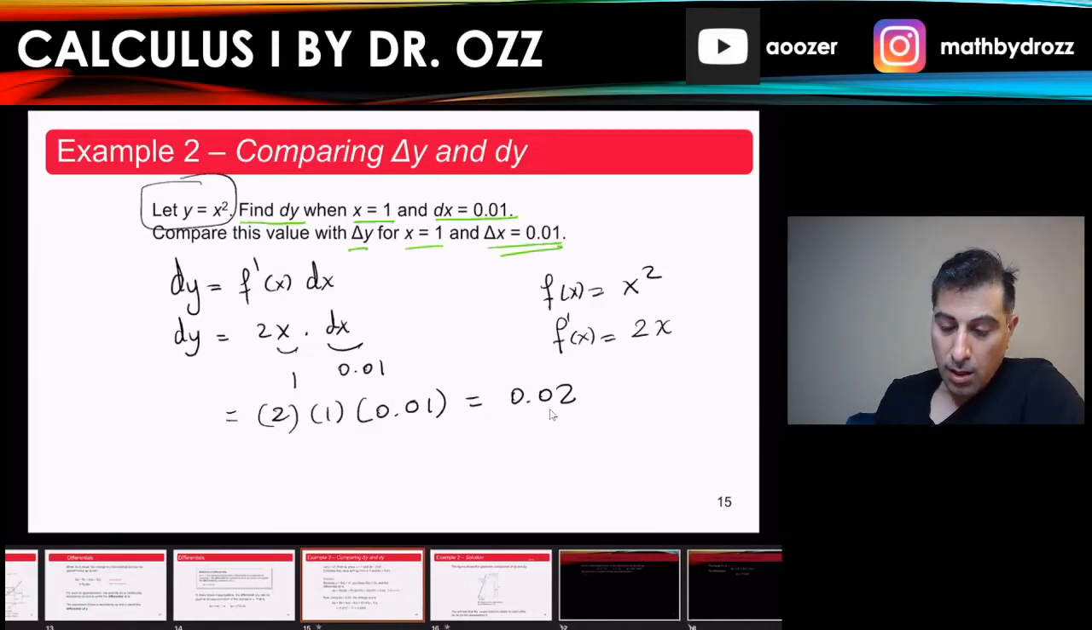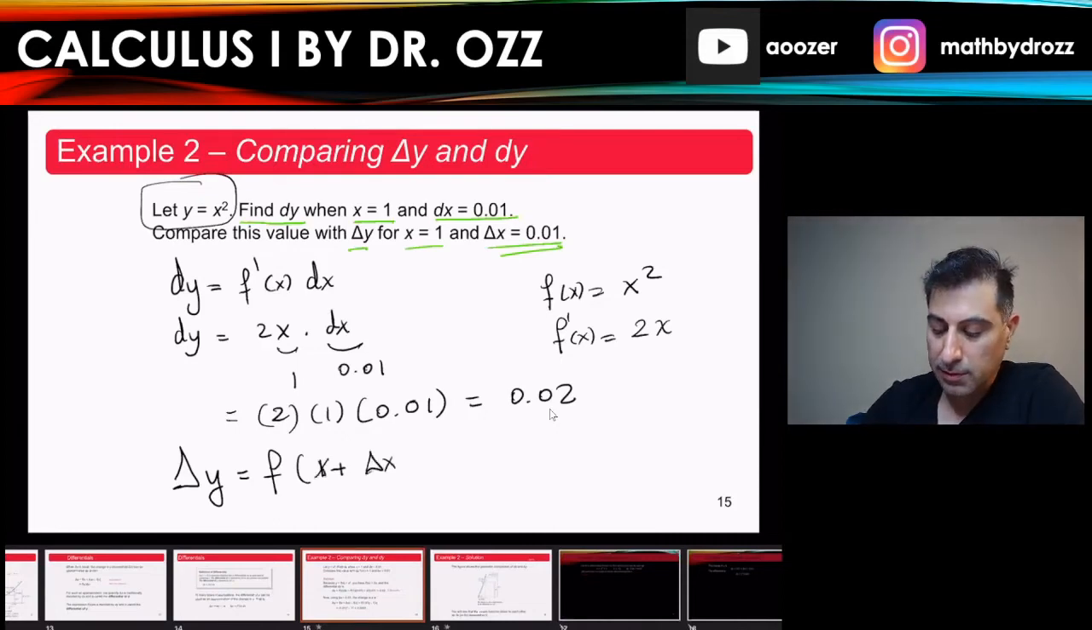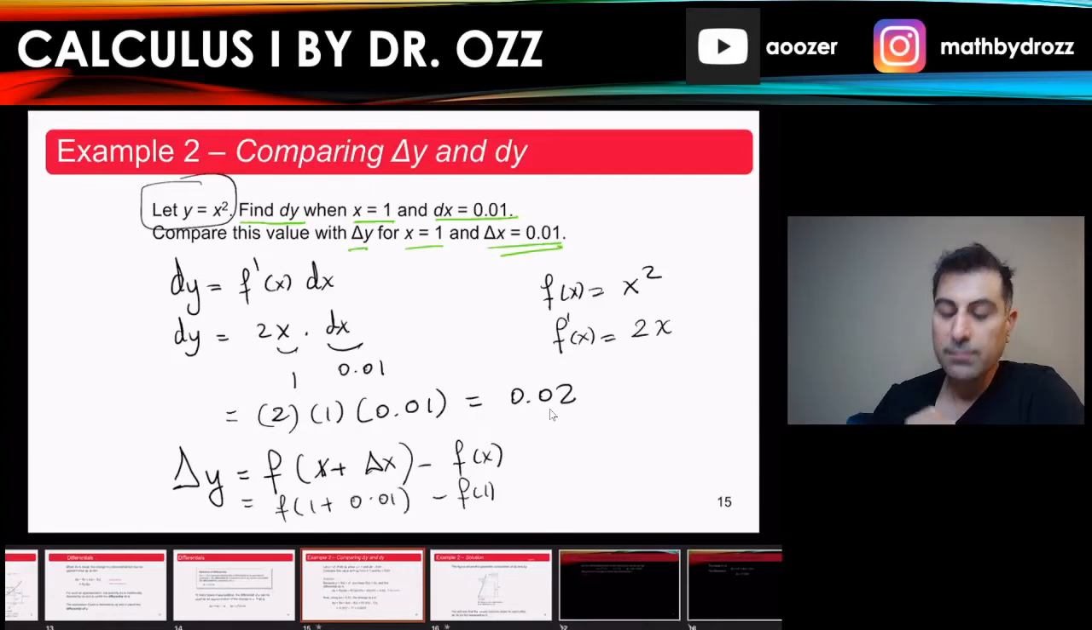Okay, and we can actually calculate this precisely by looking at delta y, which is f of x plus delta x minus f of x. And what do we have here? f of 1 plus 0.01 minus f of 1. In other words, this is equal to f of 1.01 minus f of 1. Okay? And what is this value?